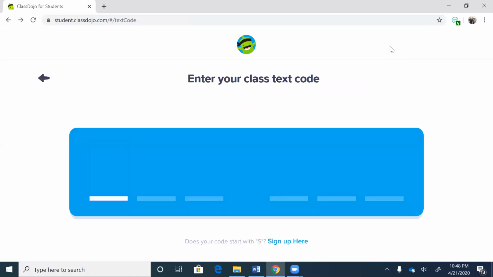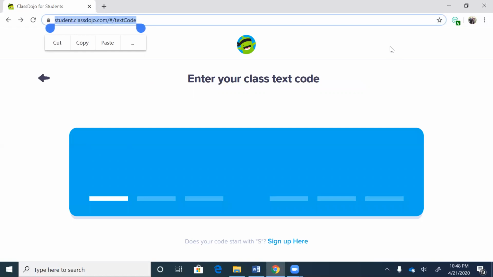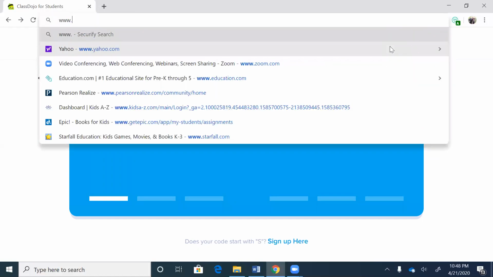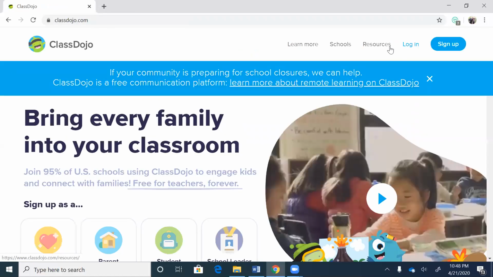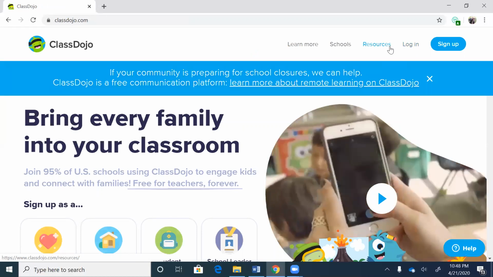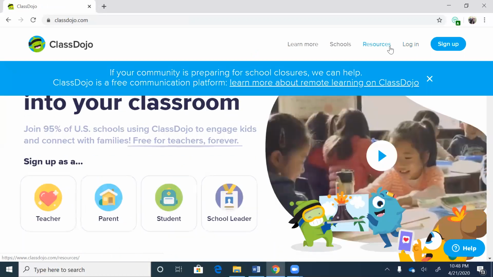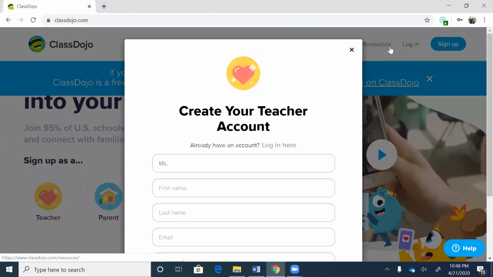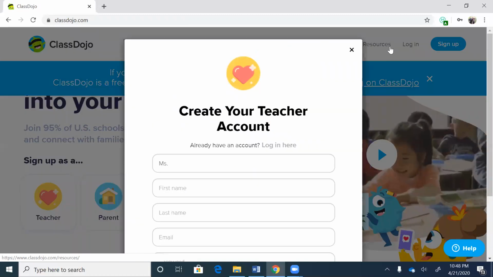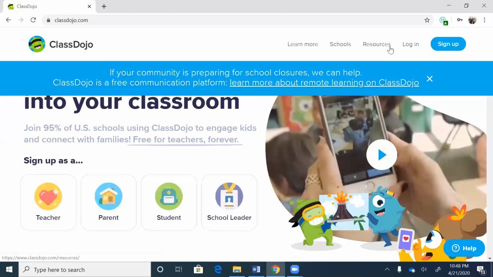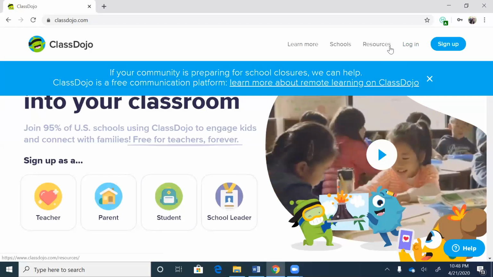So here's what you do. You go back and then you text me, Mrs. Stevens, I need the Class Dojo code. And I'll get back to you. As soon as I see it and I'm able to get to the computer, I will give it to you. So if I don't get back to you right that second, don't worry. Why is it telling me to create my account? All right. Sign up. Okay.